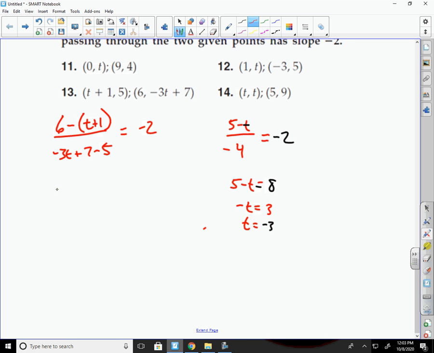I distribute my negative on the top. That gives me 6 minus t minus 1. On the bottom, I'll combine like terms. Negative 3t plus 2 equals negative 2. I get negative t plus 5 on top, just doing 6 minus 1.